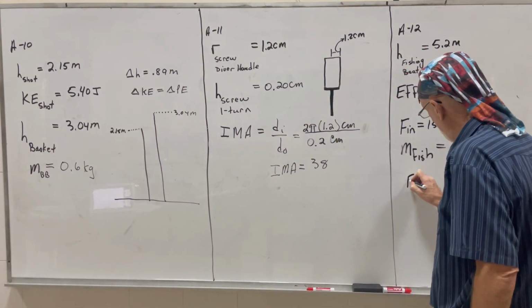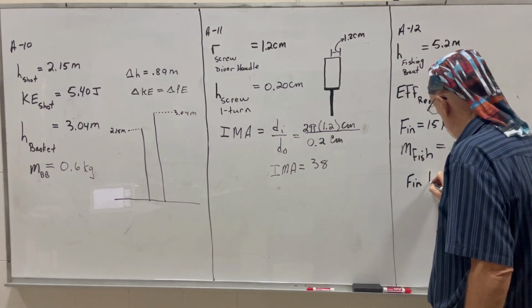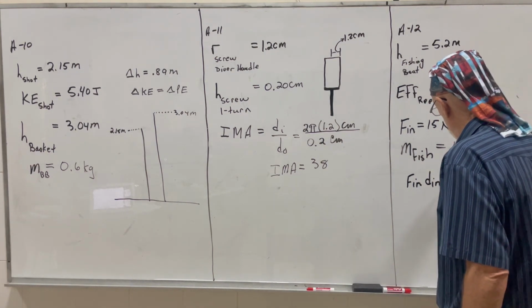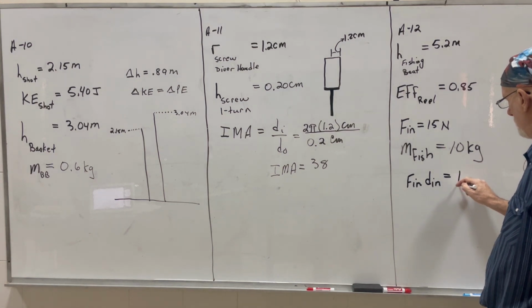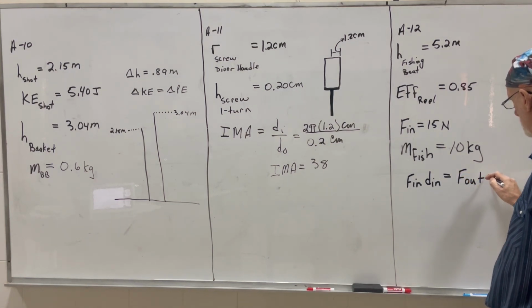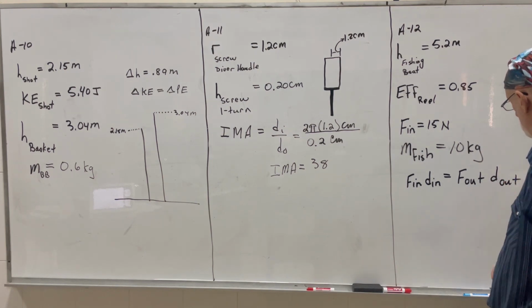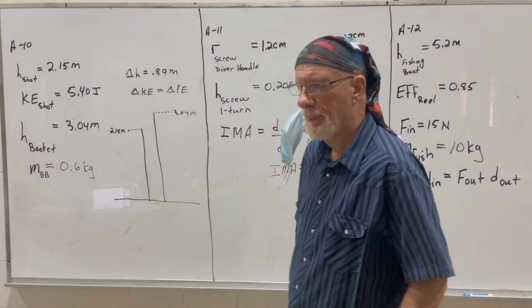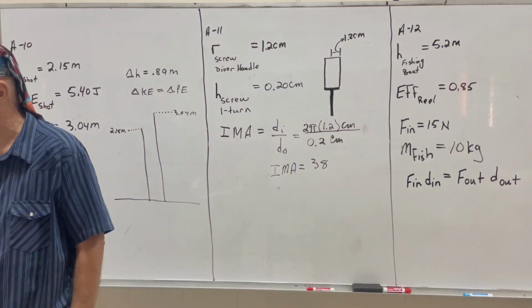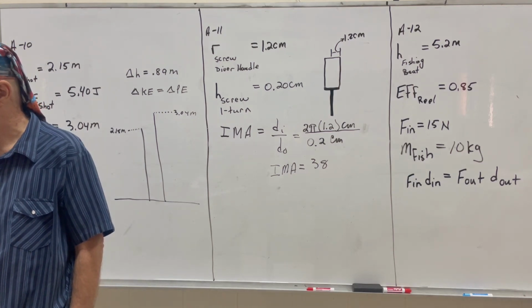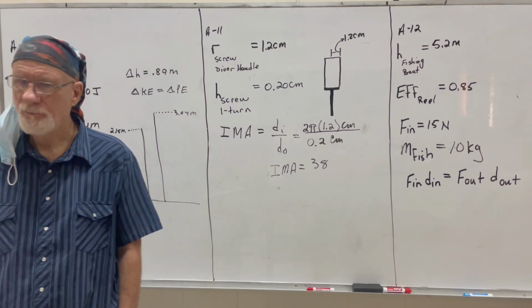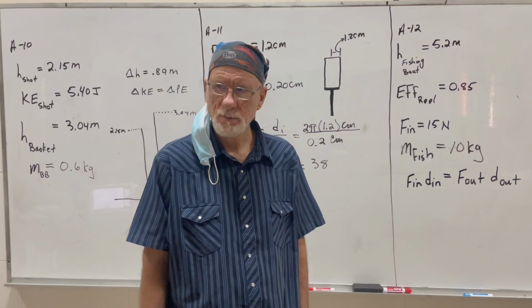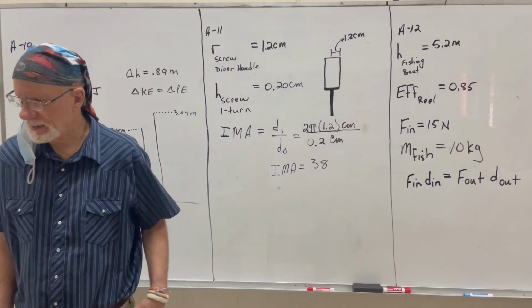So you have F in, D in. Now, this is ideally, I know we're going to work with the efficiency, and then you're going to say F out, D out, right? So what are we solving for? Work. What is it? What are we solving for? Work done. Is that what it says? I thought it said, did it say work done? I apologize.